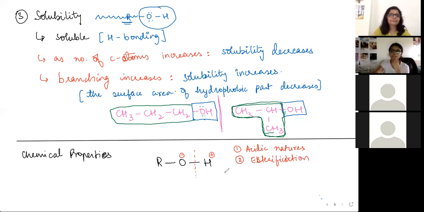Ma'am, there were bond cleavages as well, right? That's what I'm talking about. Bond cleavage of the OH bond. So these are the two properties we'll talk about. Another set of properties is bond cleavage of the CO bond. This has multiple reactions.